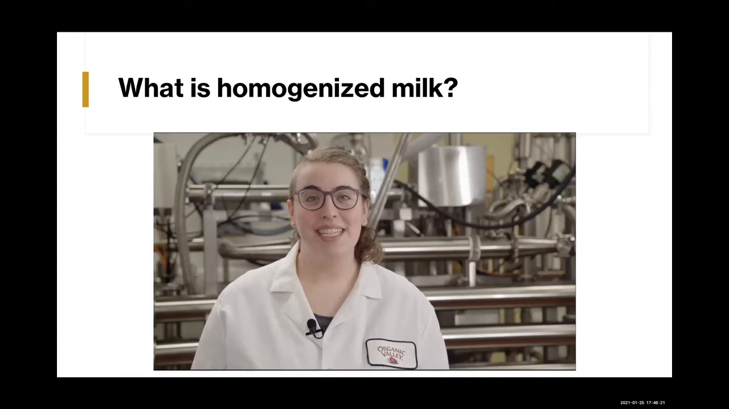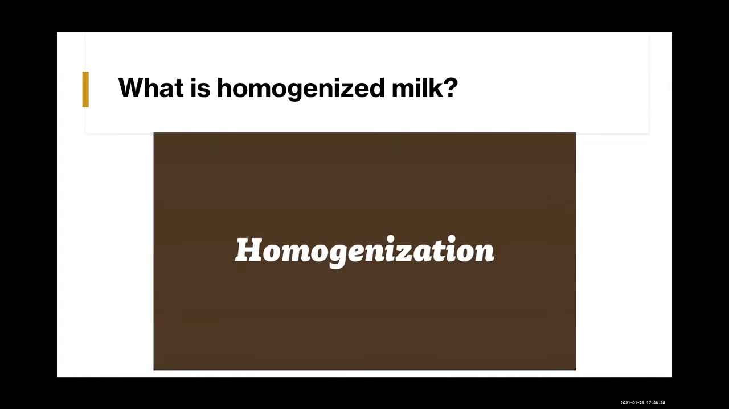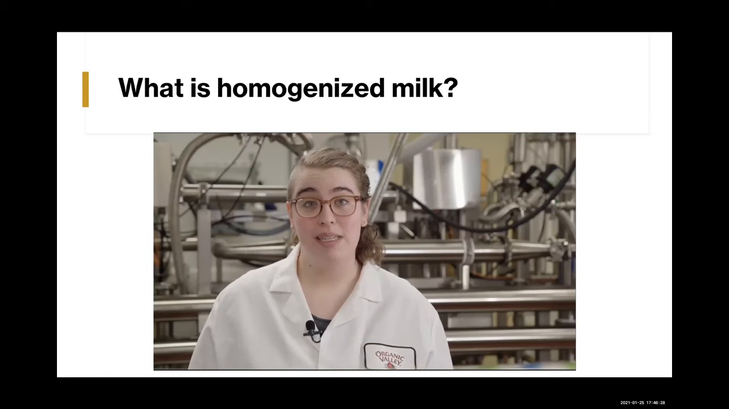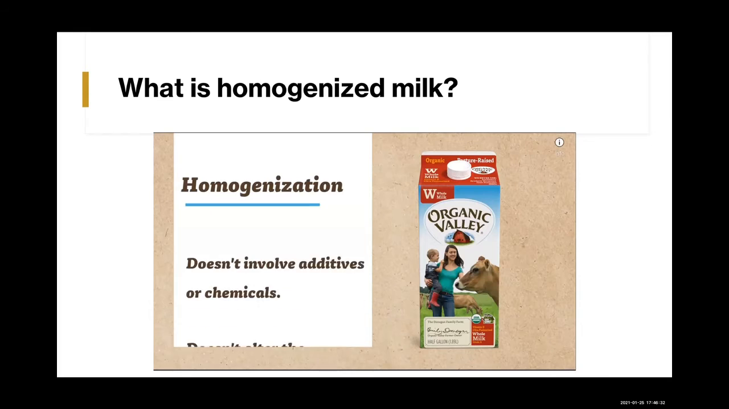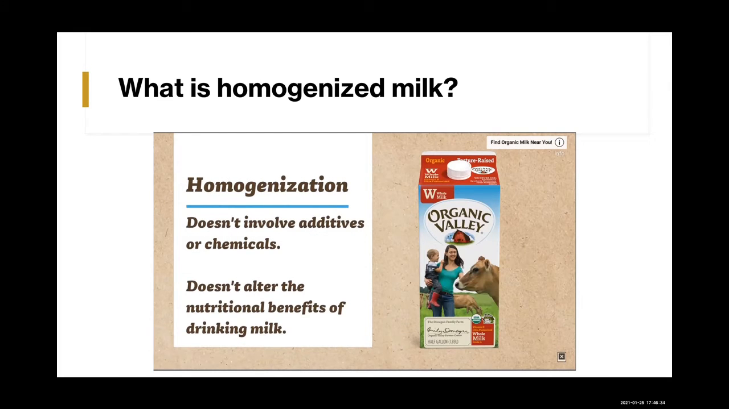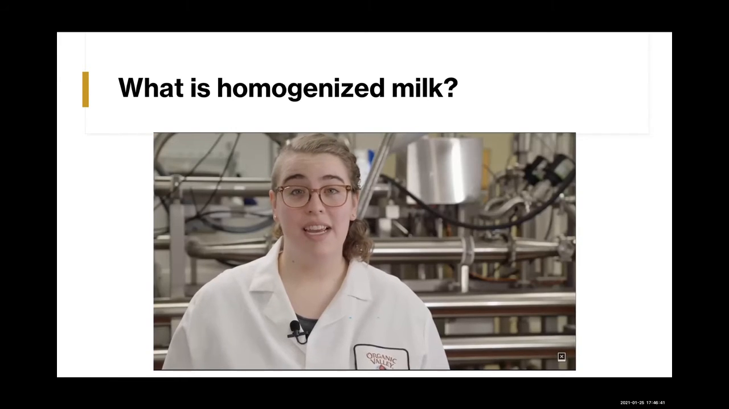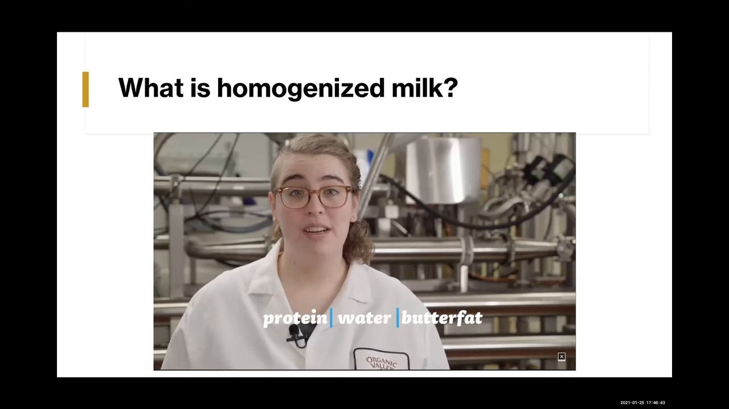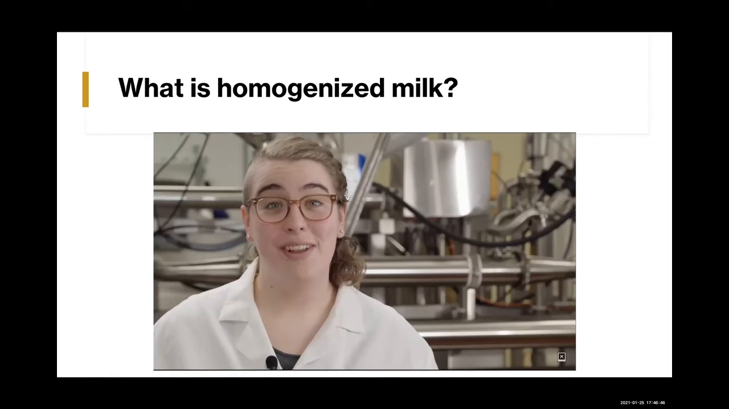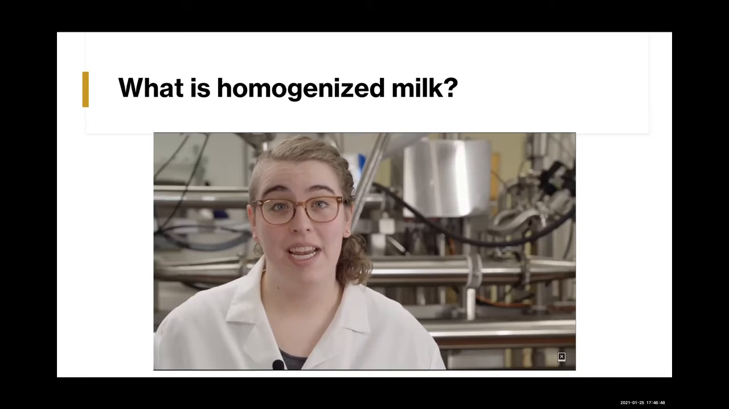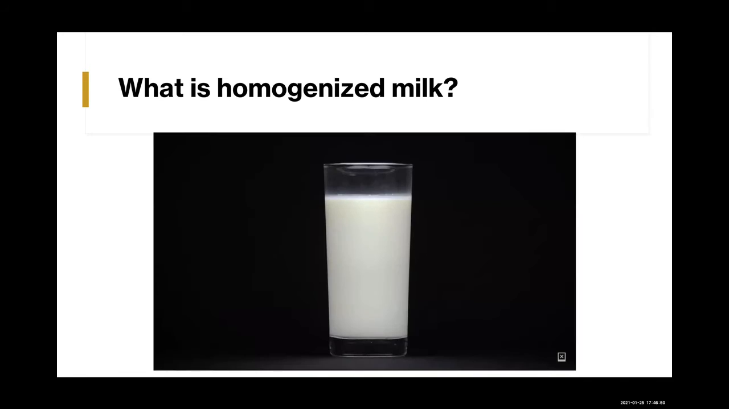I'm Emma Grindy, a product development food technologist, and I've been with Organic Valley for 5 years. Homogenization is simply the process of breaking down fat molecules so the milk has a smooth and even consistency. Homogenization doesn't involve additives or chemicals, and homogenization doesn't alter the nutritional benefits of drinking milk. In its natural state, all raw milk is composed of protein, water, and butterfat. Left alone, the fat will rise to the top, creating an obvious layer of cream. This is where we get the saying, only the cream rises to the top.